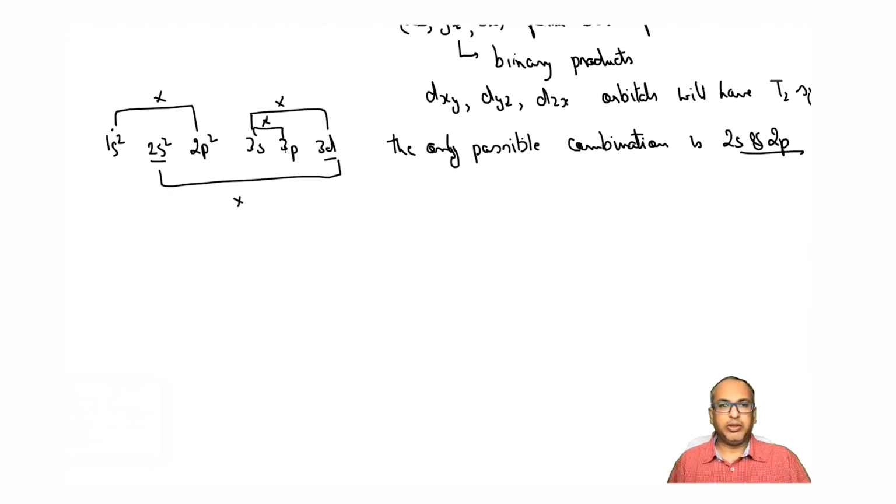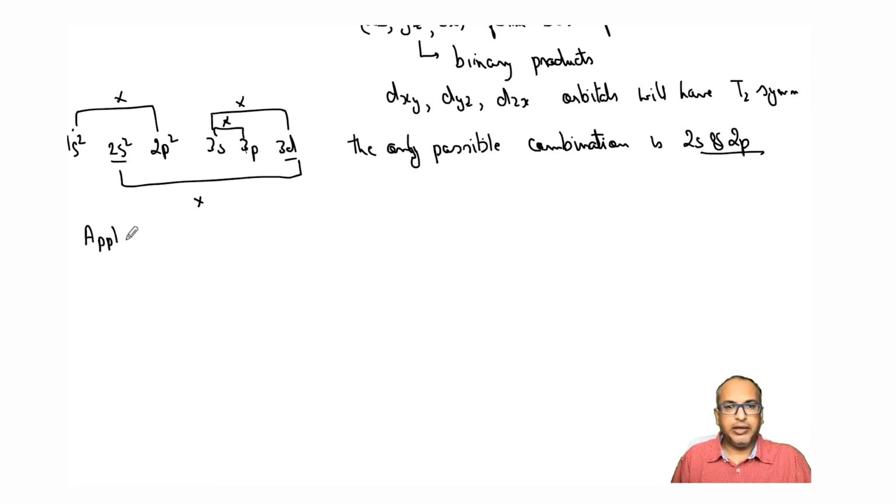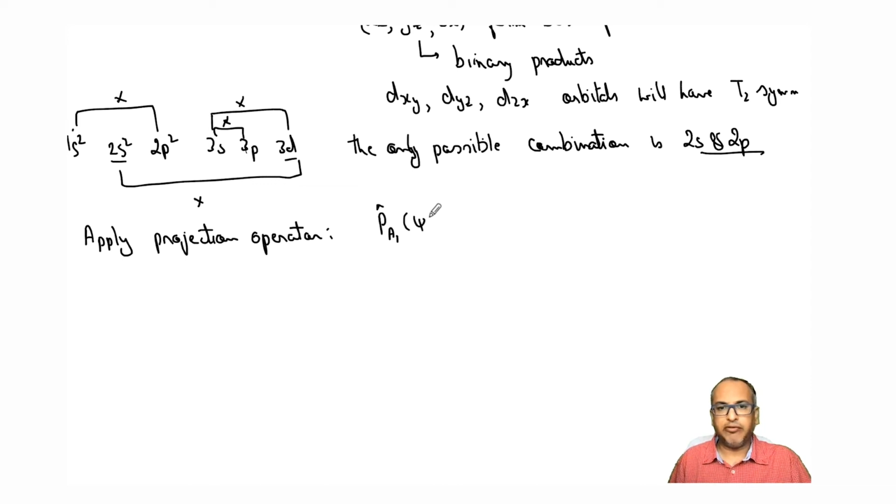So now if we apply the projection operator, I'm not going to go into the complete calculation. You should be well versed with this now. So if we apply the projection operator, I'll have to do P A1 onto psi1, right? This will give me psi1 plus psi2 plus psi3 plus psi4, right? And then upon normalization, you can say that this will be half.